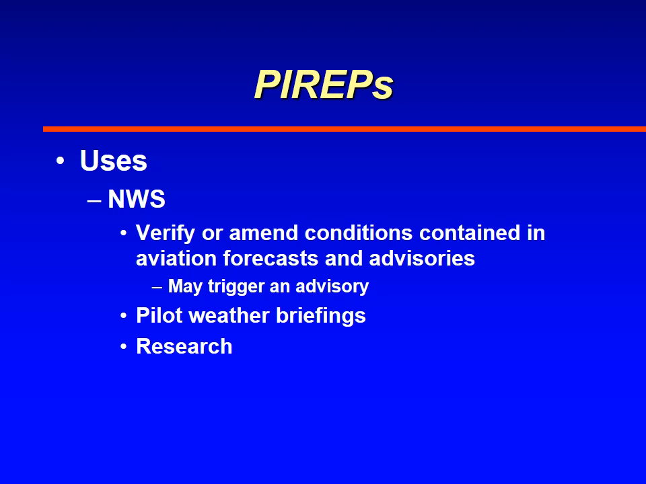Also, the National Weather Service uses that information. They use it to amend forecasts and to verify their forecasts. Sometimes, actually many times, when you make a pilot report of severe turbulence or severe icing, they'll use that in making the advisories. In other words, they'll put out a SIGMET for severe icing or severe turbulence if you report it. Also, it's used for pilot weather briefings.